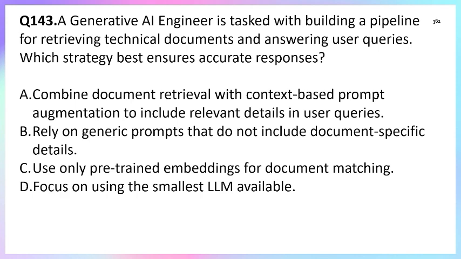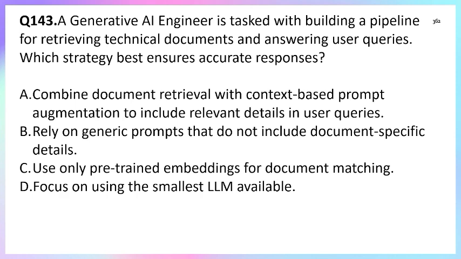Option B, rely on the generic prompt and do not include the document-specific detail. Option C, use only pre-trained embeddings for the document matching. Option D, focus on using the smallest LLM available.